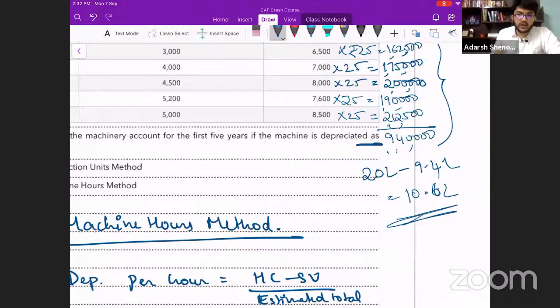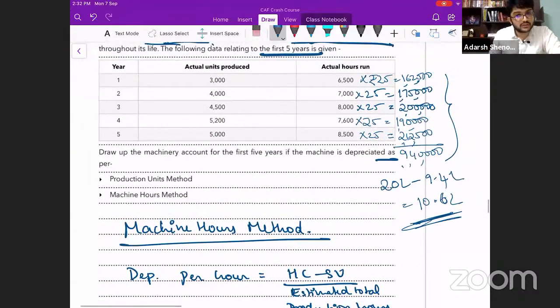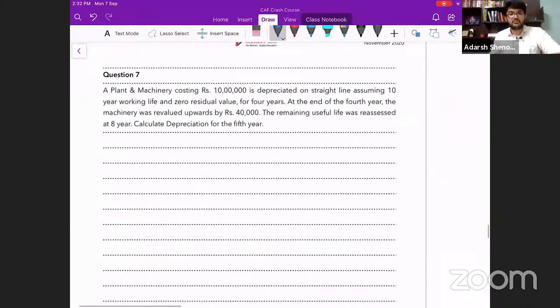So the book value, the balance carried down at the end of 5 years, must be 10,60,000 rupees. Make a note of this and please solve it on your own. I think you can solve this. Easy problem it is. Okay.